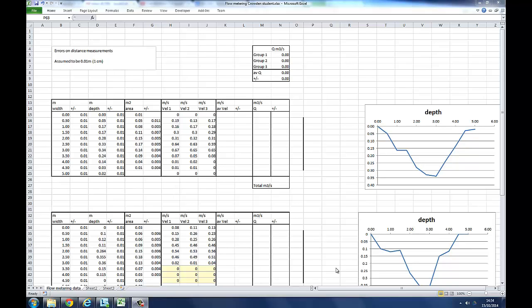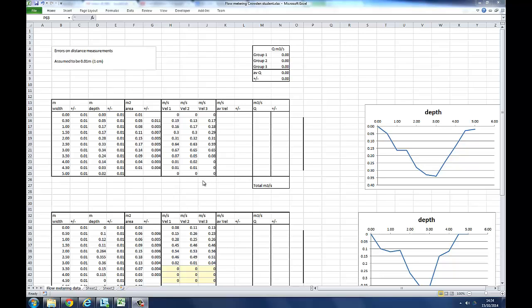Here's the flow metering data that you took at Crowden Great Book on the 8th of October. You've got the distance measurements that are then turned into areas, and then you've got a set of triplicate velocity measurements that you turn into an average, and then you multiply the velocities by the areas to give you the discharge in each panel, and then sum them to get the total discharge.